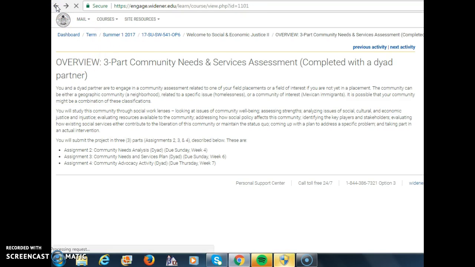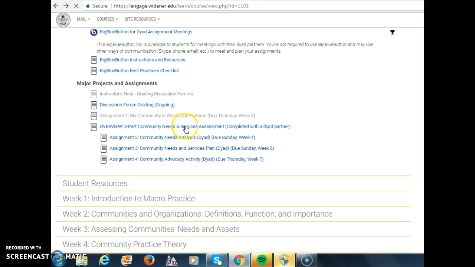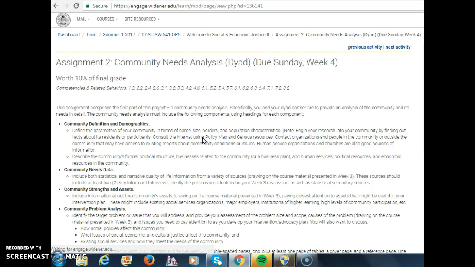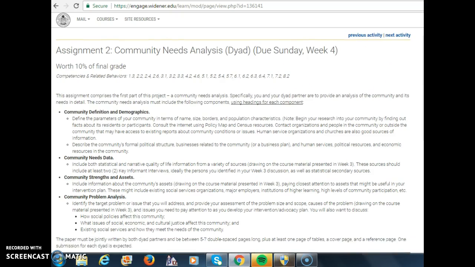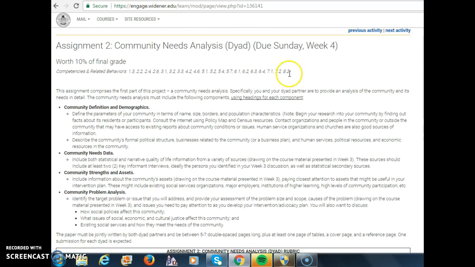So let's turn to assignment 2. I'm back on the main page, and you can see each of the assignments are here, and I'm sure most of you have looked at these already. So assignment 2, which is due in week 4, is your community needs analysis, and it's worth 10% of your final grade. Again, it's the first part of this project, and you and your dyad partner, or your group of 3, are going to provide an analysis of the community and its needs in detail.